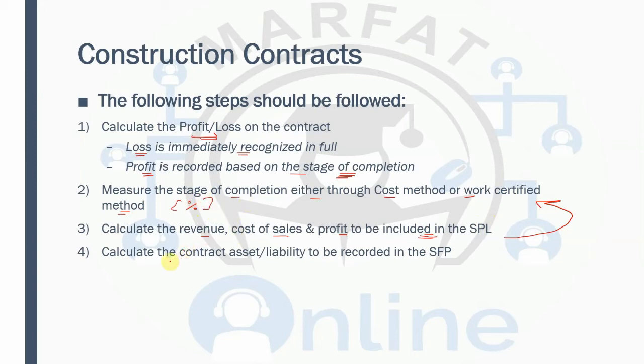The last step is to calculate the contract asset and liability, and this makes sense. If you have provided more work and received less payment, then that should be recognized as an asset. If you have done less work but have received more payment, then this should be recorded as a liability.